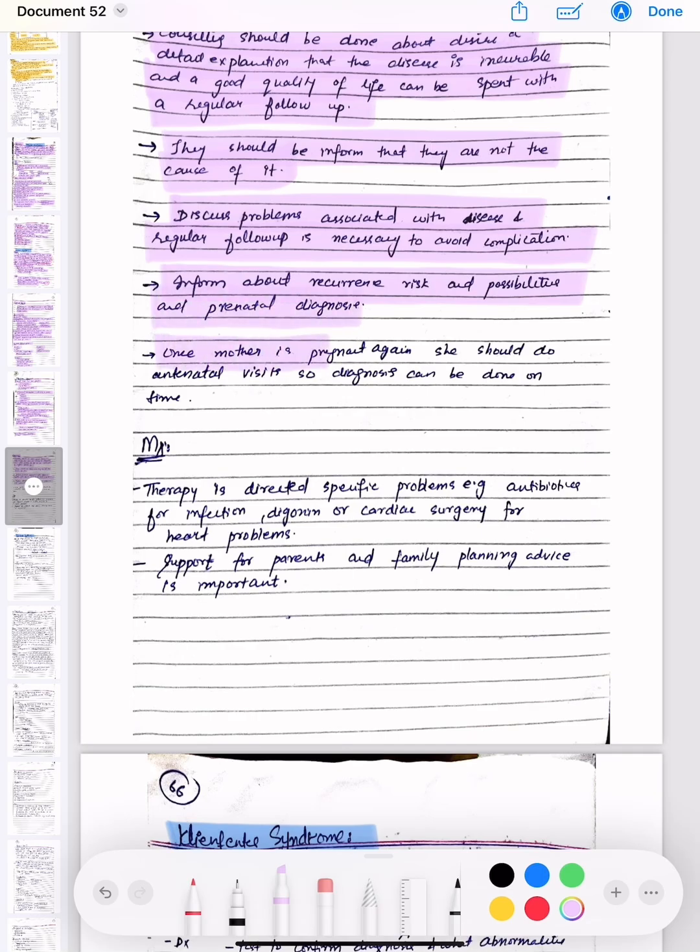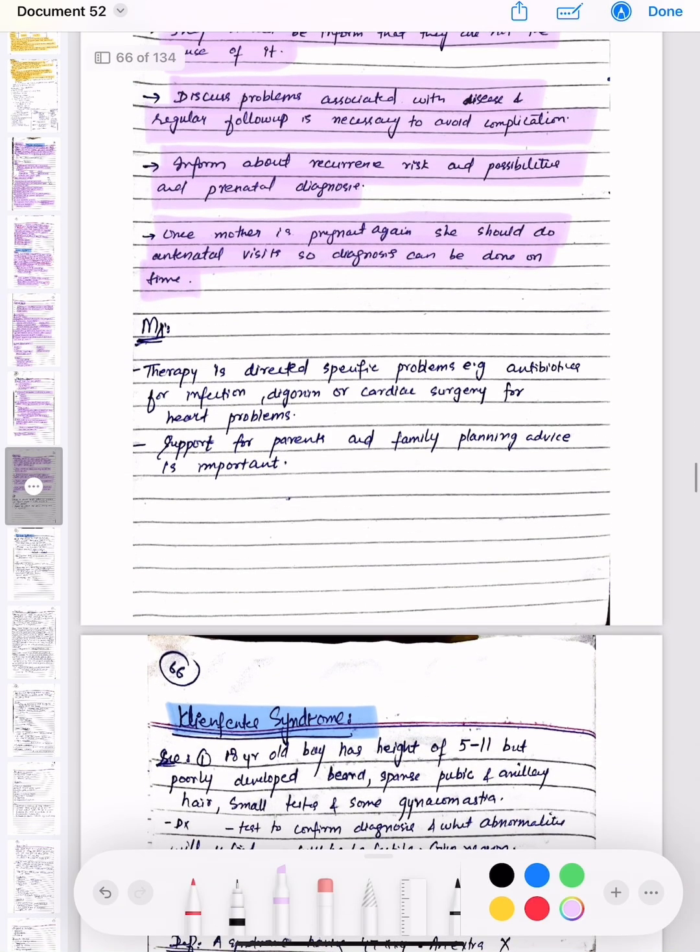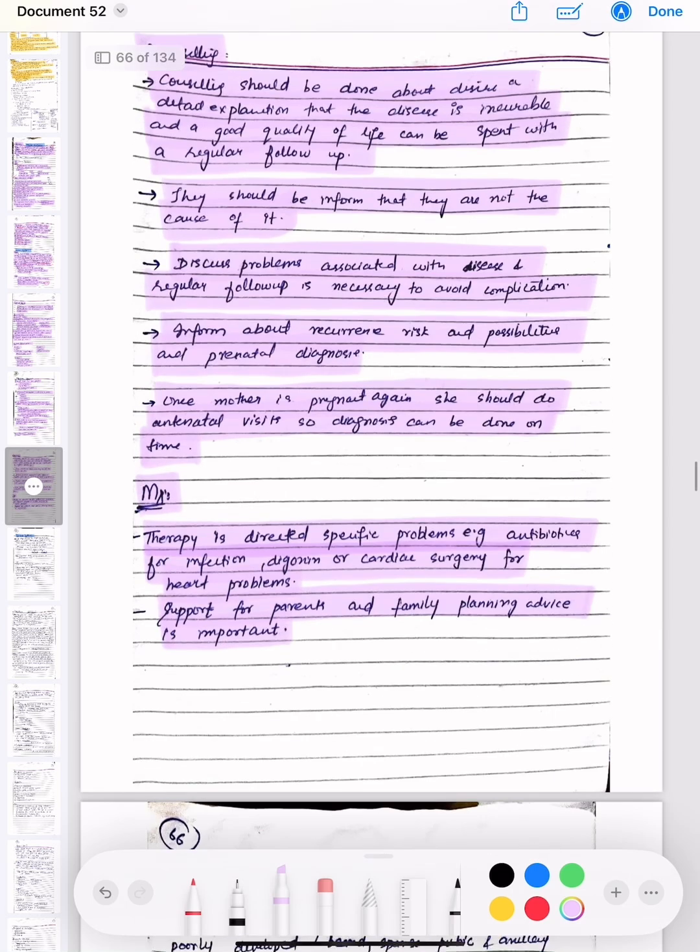Once the mother is pregnant again, she should do antenatal visits so diagnosis can be done in time for prevention. The specific management options are therapy directed at specific problems, for example antibiotics for infection, digoxin or cardiac surgery for heart problems, and support for the parents and family planning advice is important.